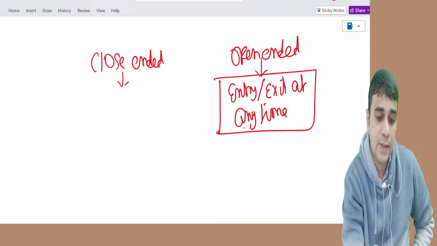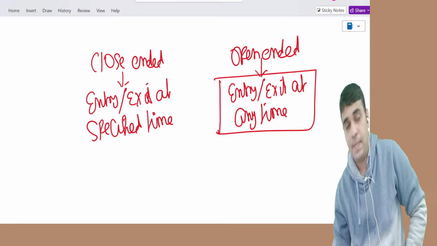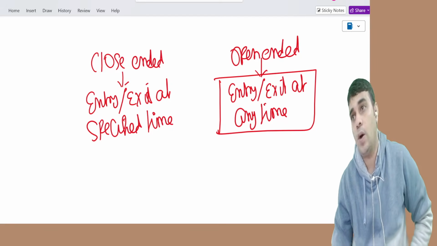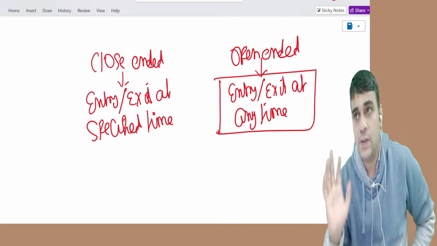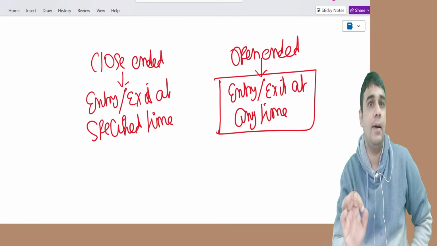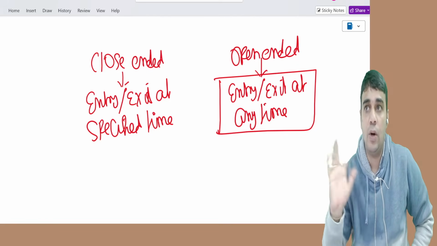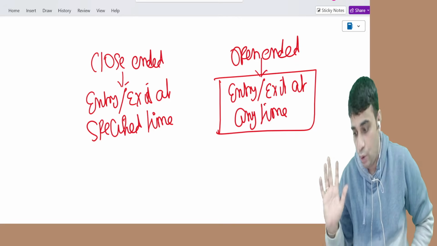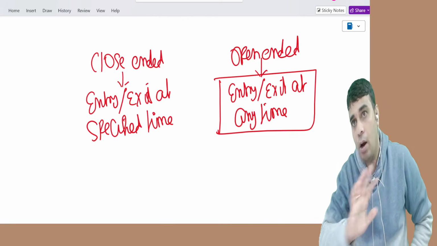Close ended is entry and exit at a specified time. What can be the specified time? Every month end, every quarter end, every year end, or today the close-ended scheme will start and it will get redeemed on 31st December 2030. Till that period, don't come back to me. Till 2030, I am not going to do anything.